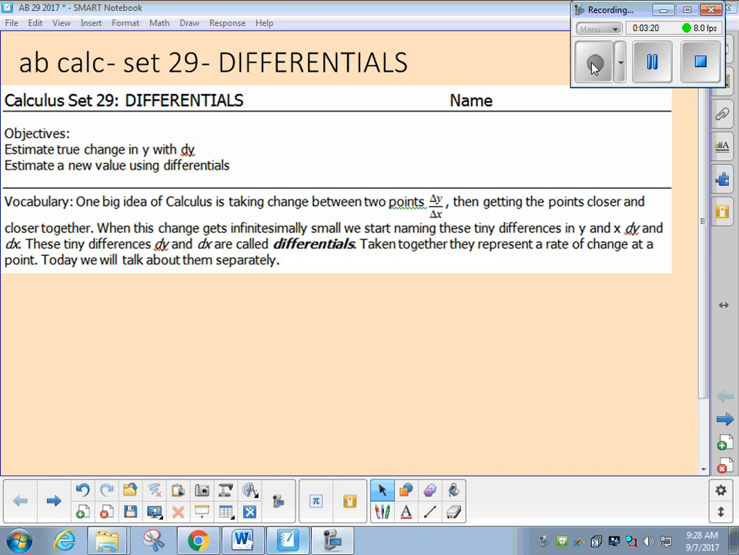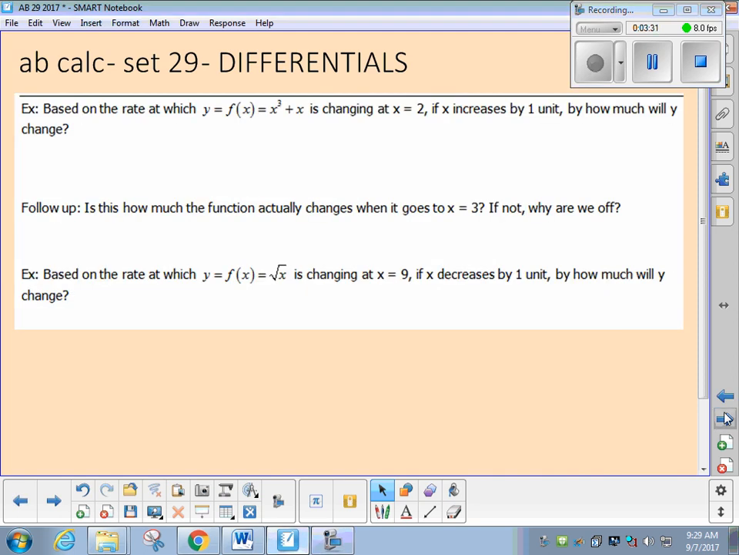All right. So, first of all, vocabulary. When I say differential, you say dy or dx. All right, those are differentials. Let's talk then about rates of change and then separating the differentials. Based on the rate at which y equals f of x equals x cubed plus x, I do that when I want to use both notations. Based on how fast it's changing at x equal 2, if I then increase x by 1 unit, how much will y change at that point?